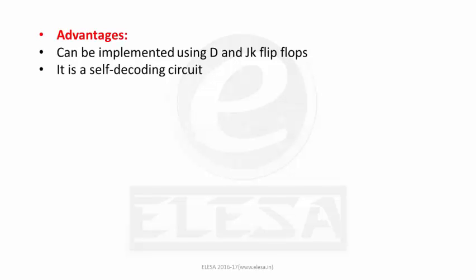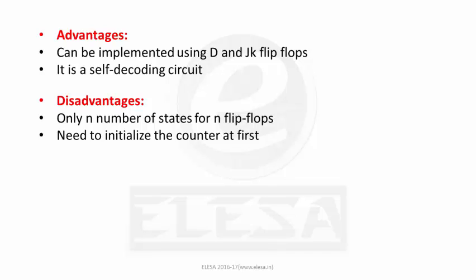Now let's move to the advantages of the ring counter. Ring counter can be implemented using the D flip-flop and the JK flip-flop. It is a self-decoding circuit. Here is the main advantage of the ring counter. In other counters, the binary counter or normal counter, we have to decode the output of the counter. But in this case, we do not need to decode the output. But we get only n states for n flip-flops. That is, we get only 4 states for 4 flip-flops.